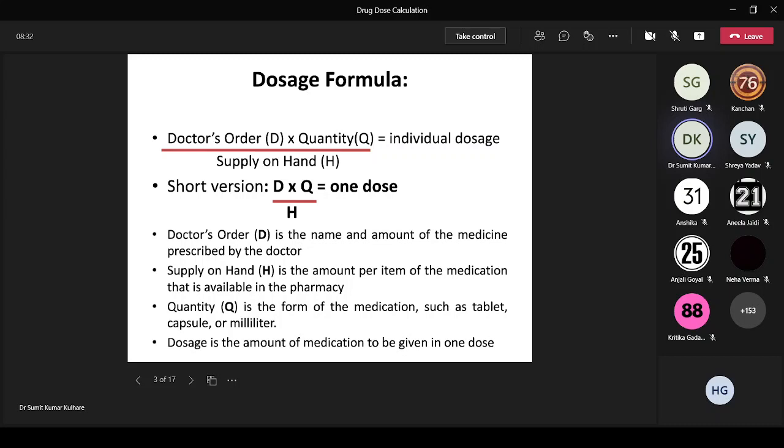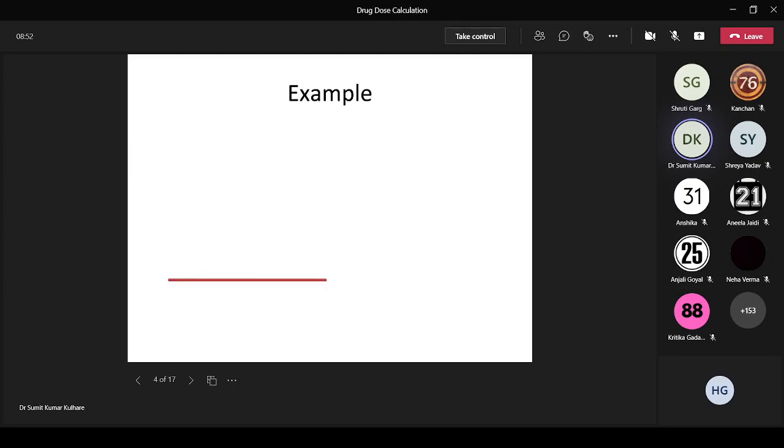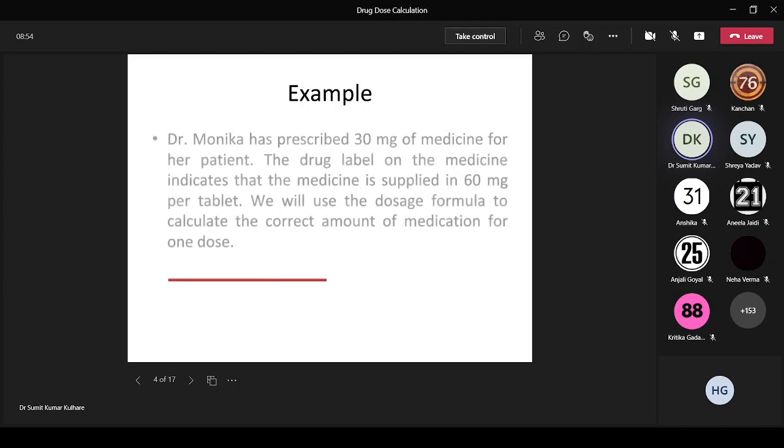So this will give you the dosage. Dosage is the amount of medication to be given in a single dose. Okay, one time. With examples, we'll see it will become more clear. So this is the first example.